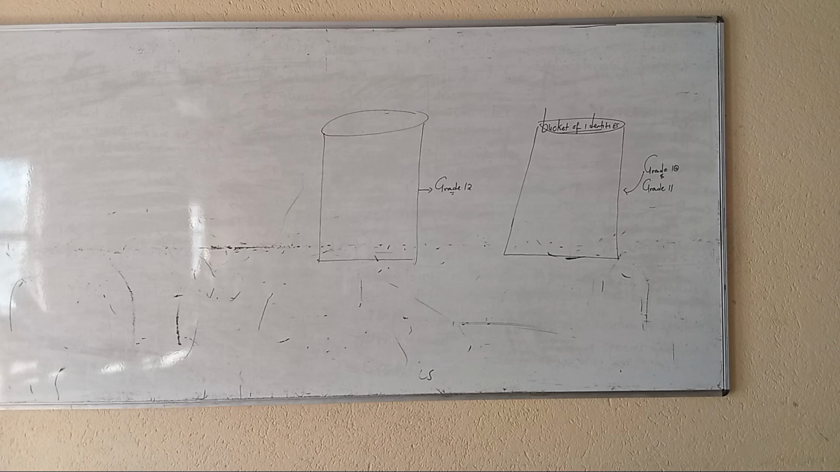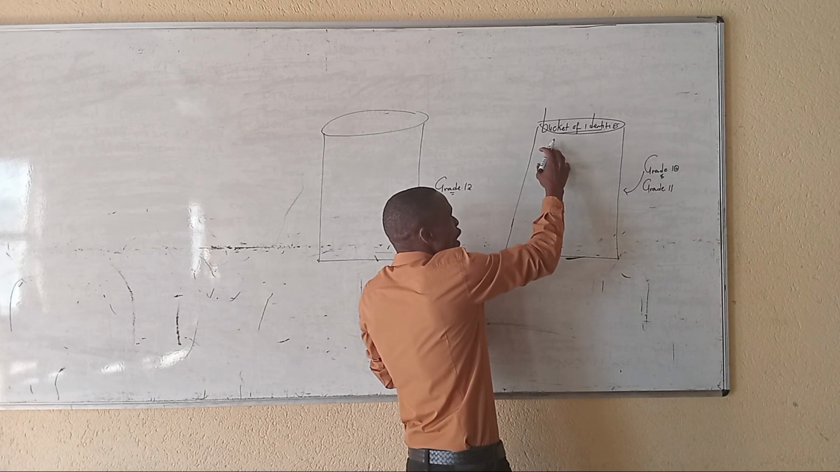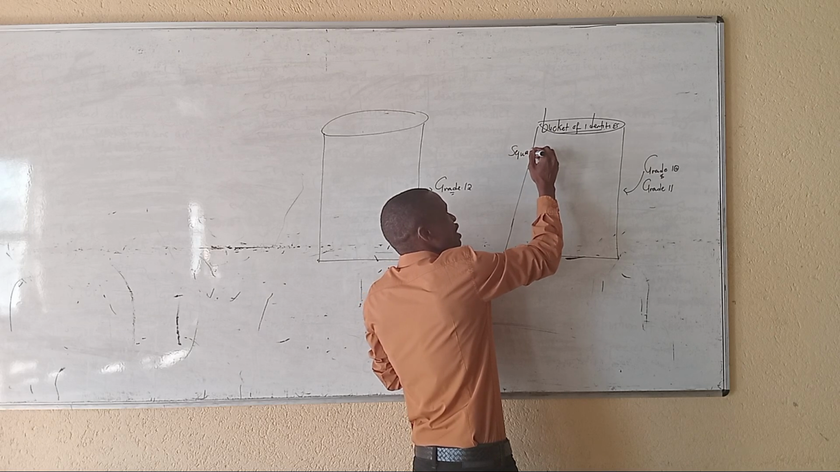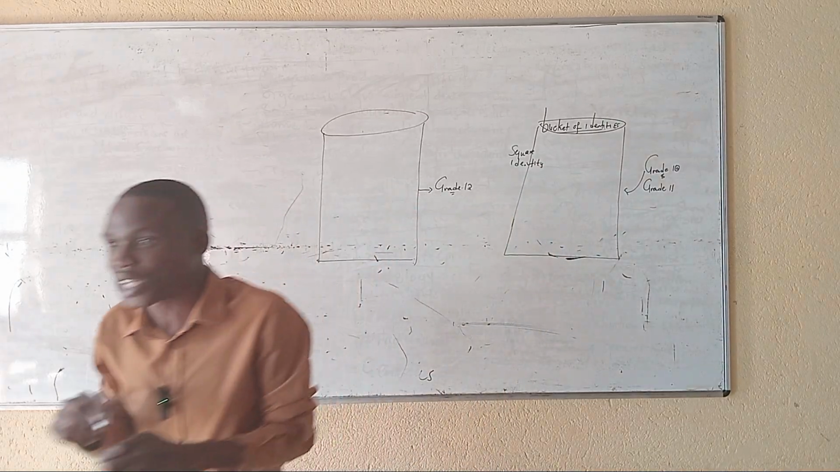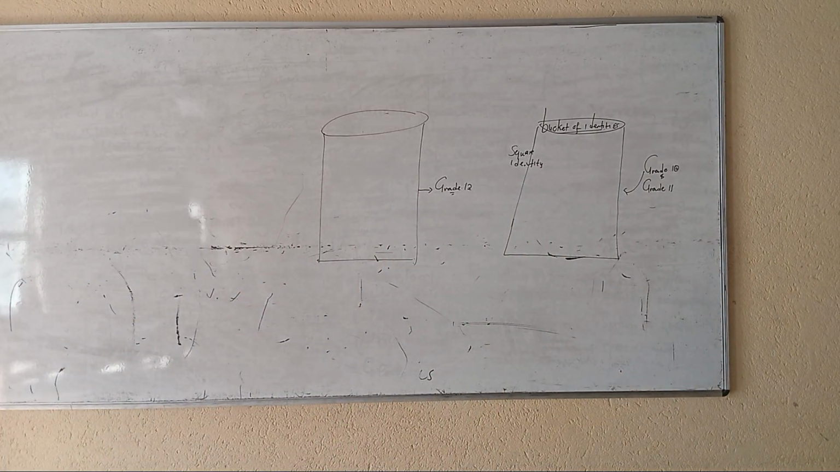So I will say bucket of identities for grade 10 and 11. These are the identities that we find from grade 10 and what? Grade 11. I'm sure you are aware of these identities that I will be talking about. I'm just going to remind you, but I believe you know them. The first one is a square identity. So we are looking at some identities. Give me the square identity.